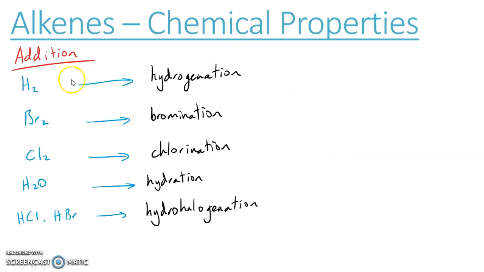If we add hydrogen, that's called hydrogenation; bromine, bromination; chlorine, chlorination; H2O or water, hydration to get an alcohol; and a hydrogen halide is a hydrohalogenation.